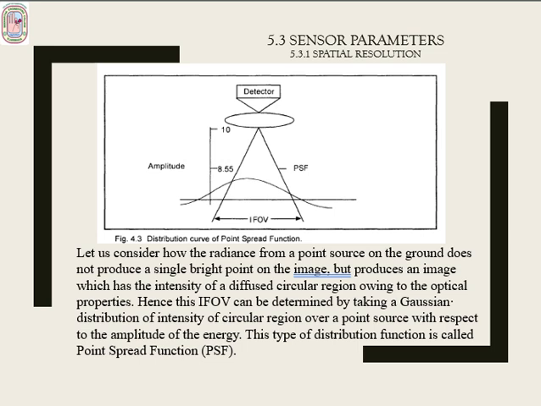So, here let us consider how the radiance from a point source on the ground does not produce a single brightness point on the image, but produces an image which has intensity of a diffused circular region owing to optical properties. So, when the data is captured by the satellite, you may not get a digital number directly, you will get a profile of the particular terrain, that is nothing but the Gaussian distribution of the circular region. Based on that, you need to find the point spread function so that we can find the amplitude of that particular pixel value.